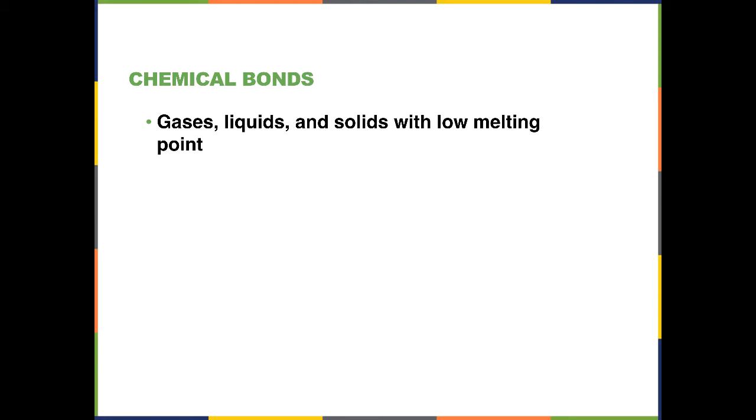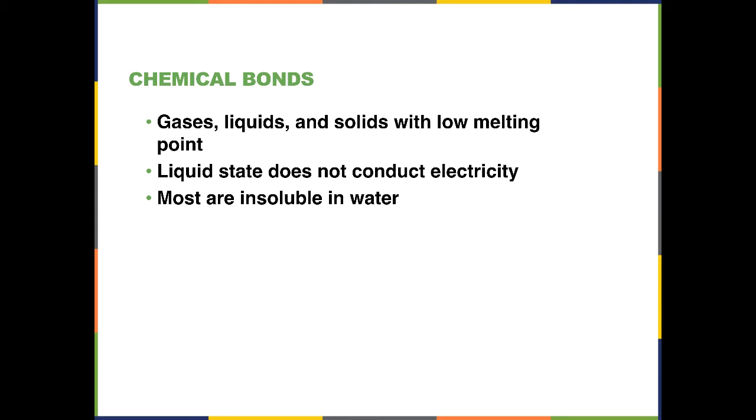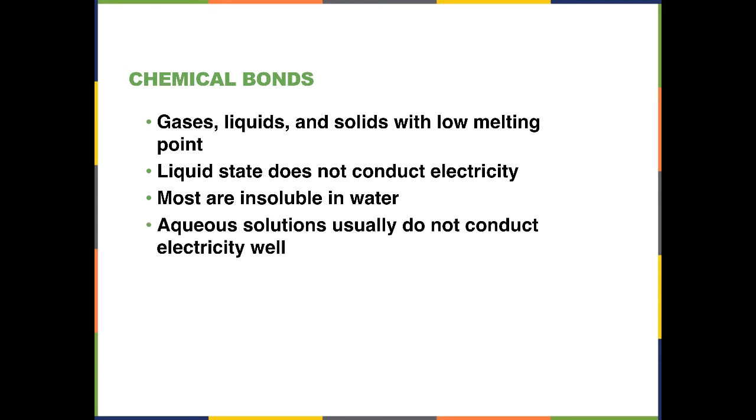Now, covalent bonding results in a different set of characteristics for the substances that are formed. First of all, these substances can be either gases, liquids, or solids, but the solids that are formed tend to have a low melting point. Now, this would suggest that there are lower or smaller intermolecular forces between these molecules. The liquid states do not conduct electricity. They are generally insoluble in water, and aqueous solutions of these substances do not conduct electricity either at all or well. And unlike the ionic substances, these will dissolve in nonpolar solvents.